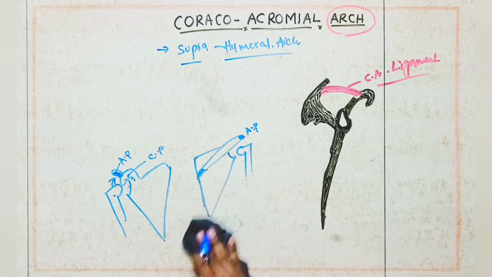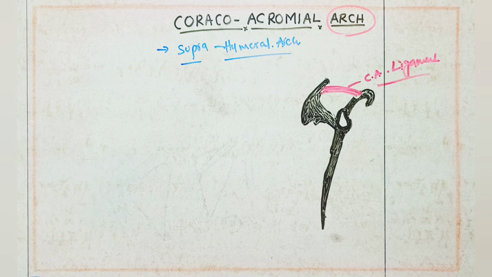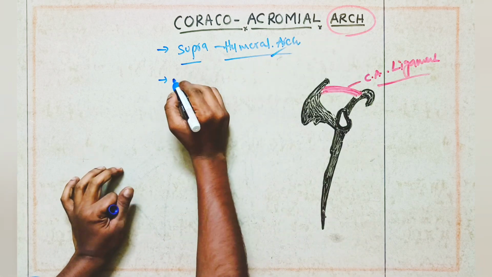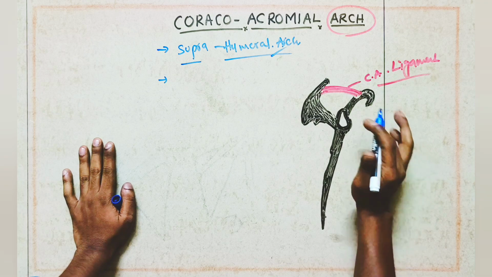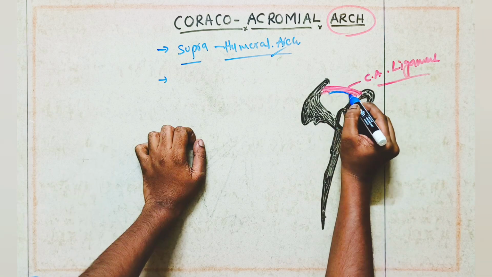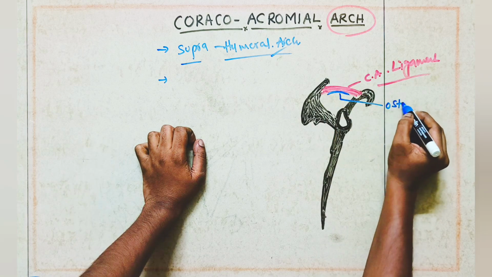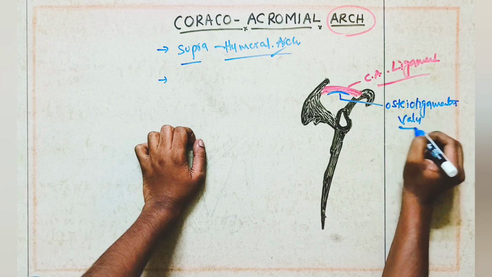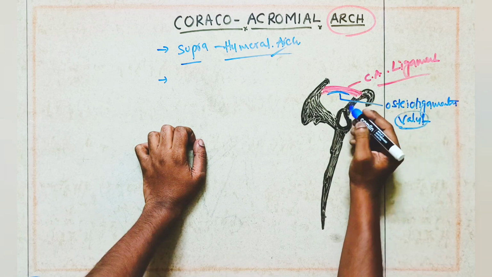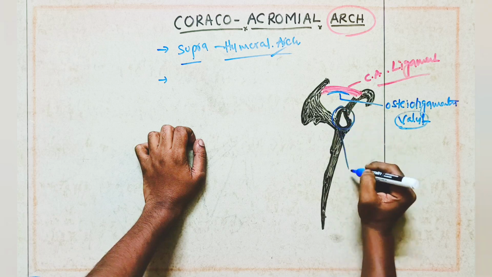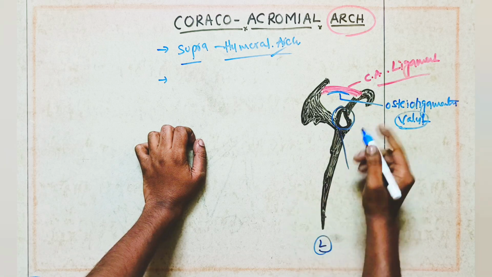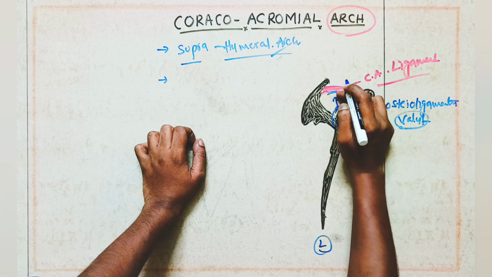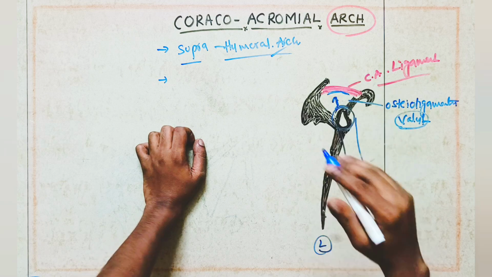Now we'll see this coracoacromial arch, which is the suprahumeral arch. It is going to make an osteoligamentous vault. Here the head of the humerus, usually, if the head of the humerus is here, this is the lateral view of the scapula. The superior portion of the humerus will be placed here, as we discussed in the introduction classes.